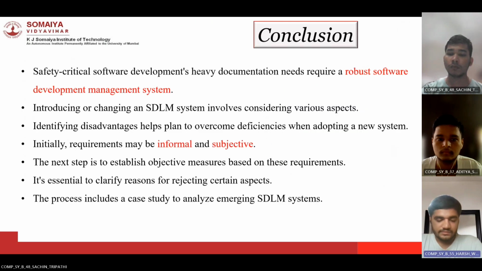So just to conclude, safety critical software development with heavy documentation needs requires a robust software development management system. Introducing or changing an SDLM system involves considering various aspects and identifying disadvantages, to help plan to overcome deficiencies when adopting a new system. Initially, requirements may be informal and subjective. The next step is to establish objective measures based on these requirements. So it's essential to clarify reasons for rejecting certain aspects. And moreover, the process includes a case study to analyze emerging SDLM systems.